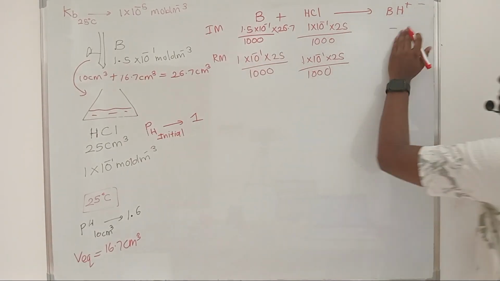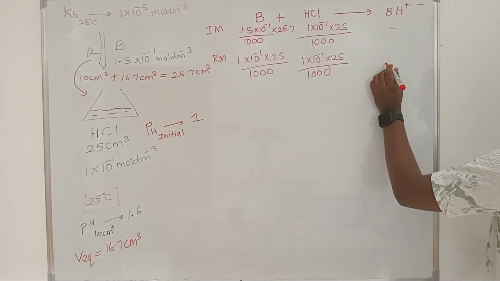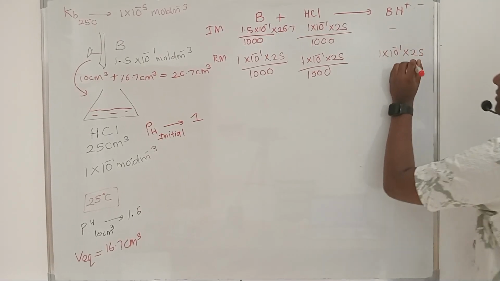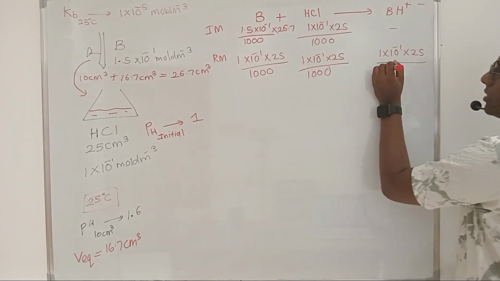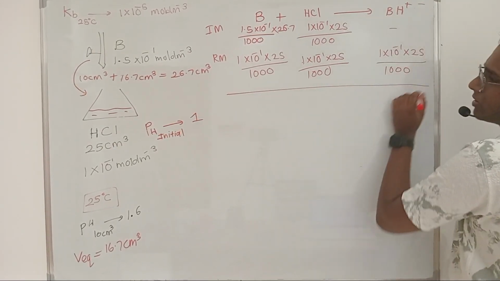So the same amount of BH plus is going to form. What is the reason? 1 to 1 ratio. So the amount of BH plus formed is 1 into 10 to the power minus 1 into 25 over 1000. Now what is the final moles present?